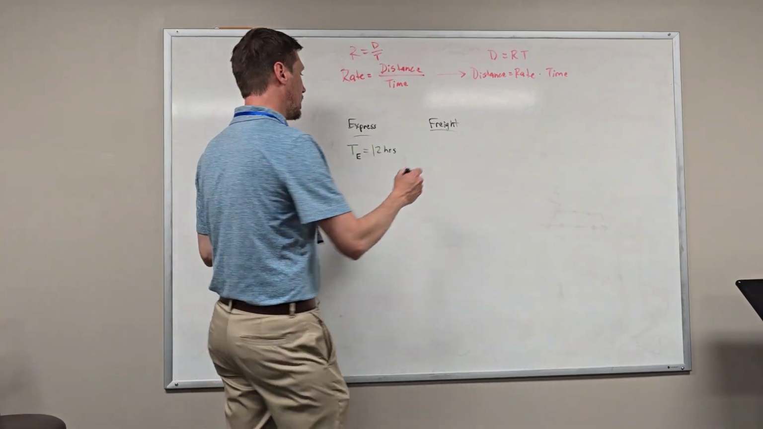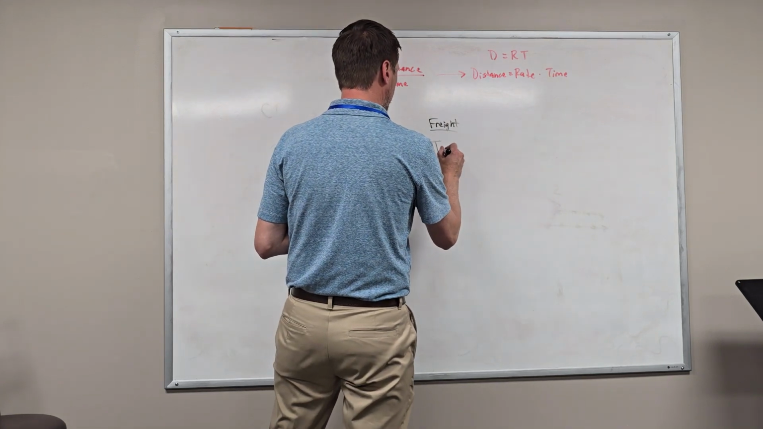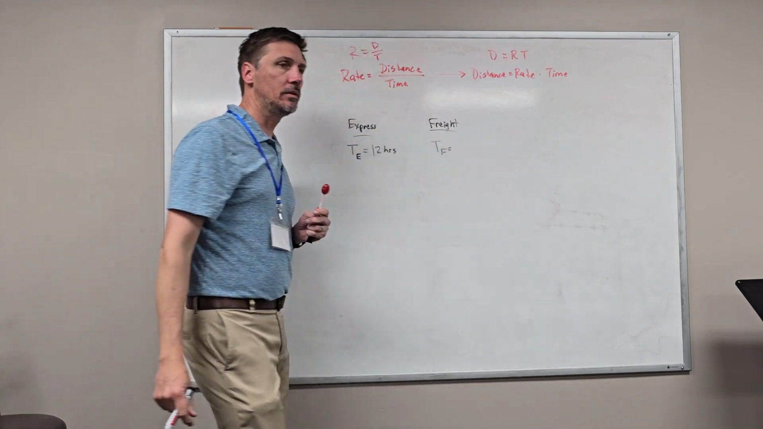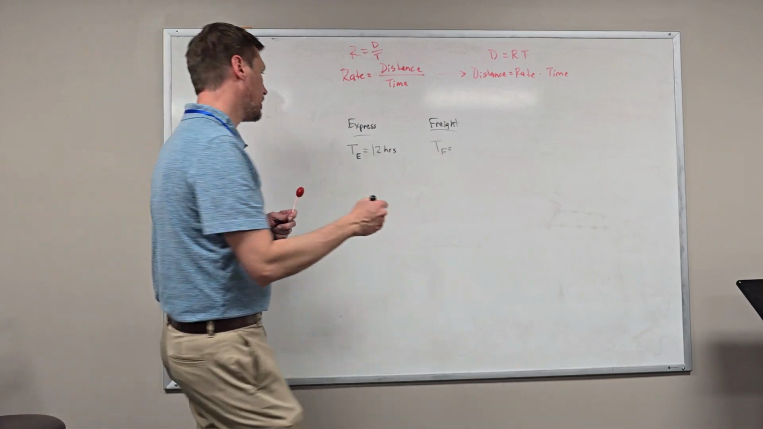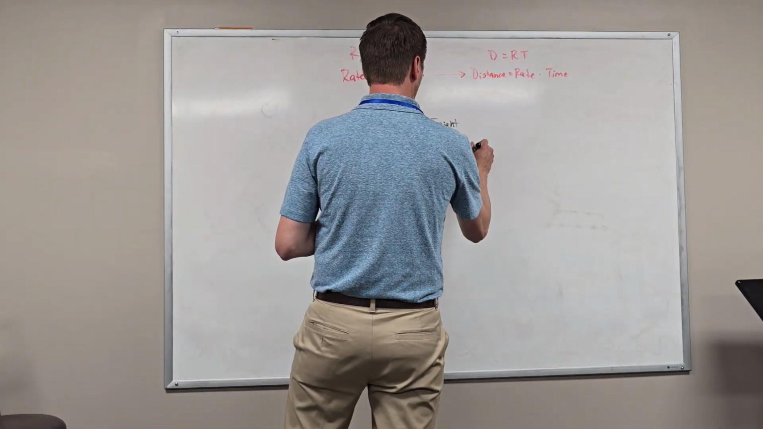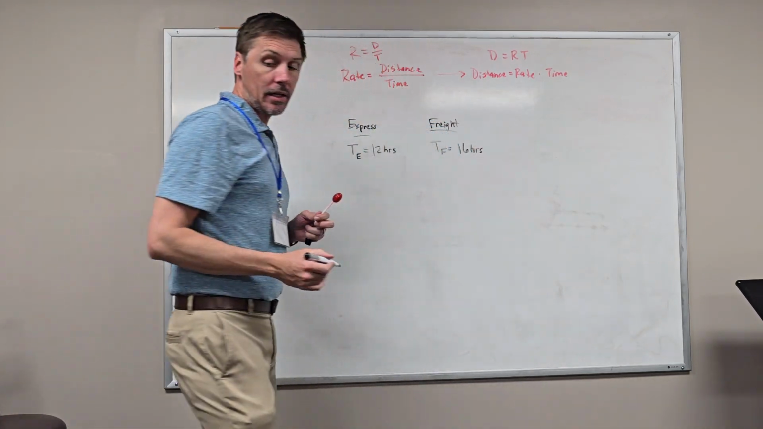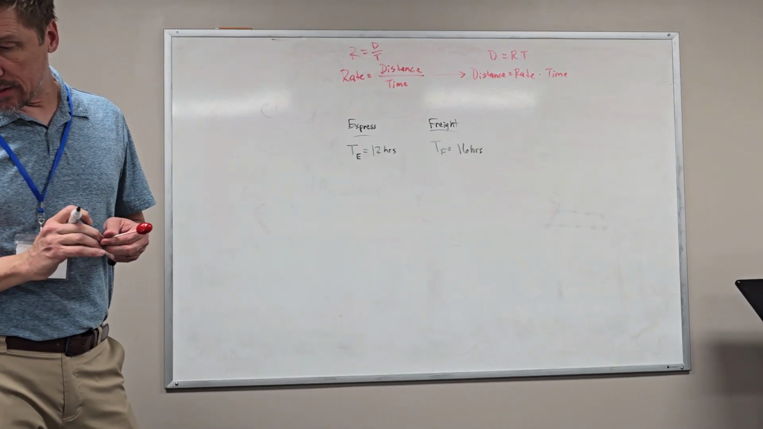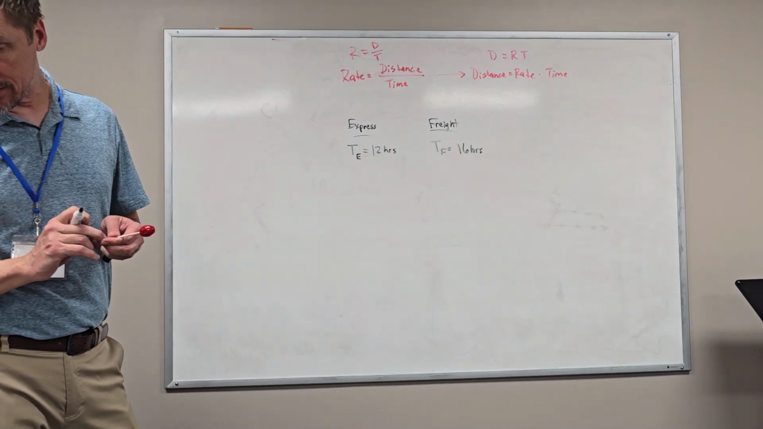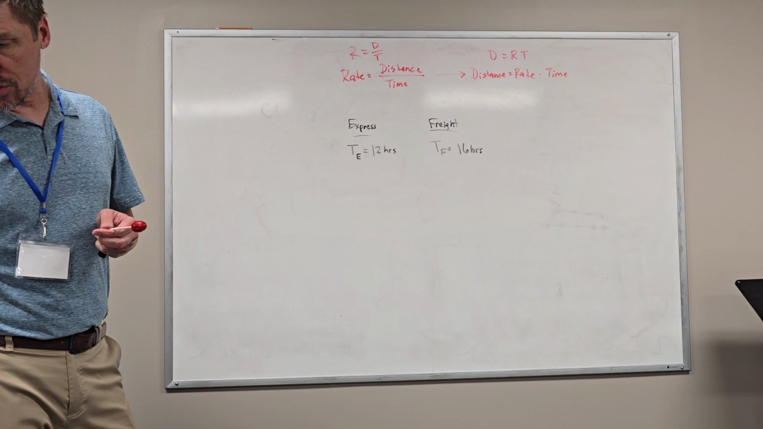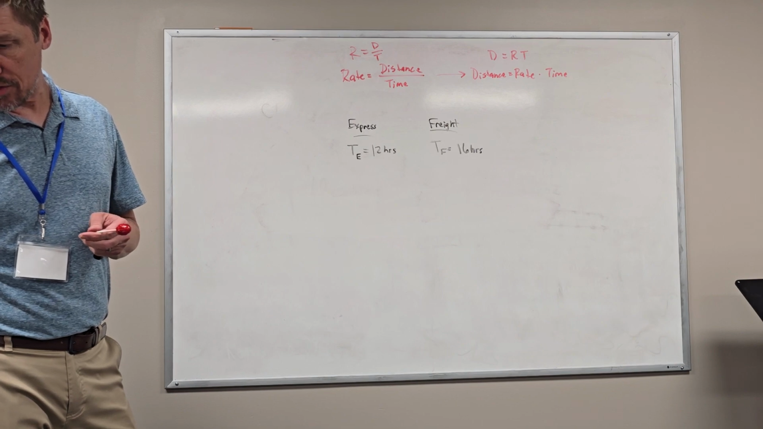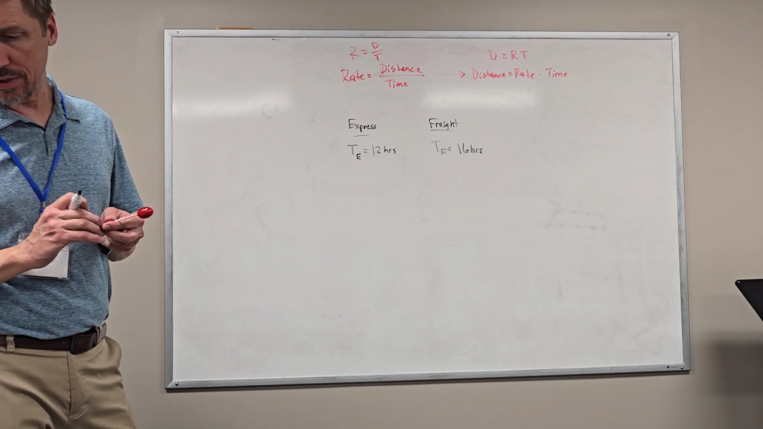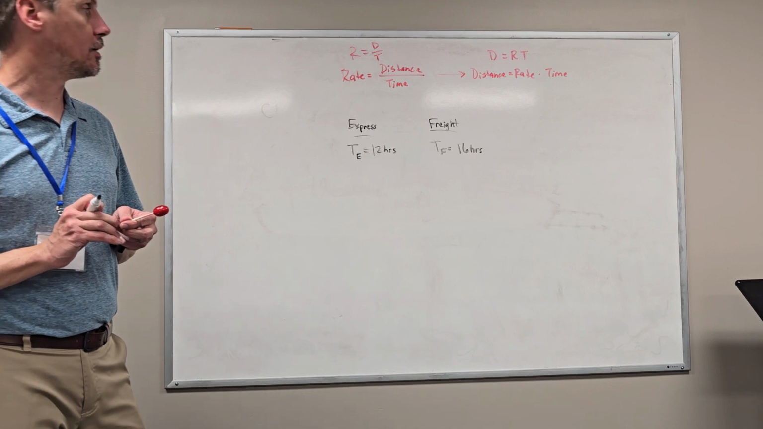Okay. What's the time for the freight train? Are we told? Look at the book. What is it? 16 hours, right? So 12 for the express, 16 hours for the freight train. And the other thing that they tell us is the rate. What's the rate of each train if we know that the rate of the freight train was 15 kilometers per hour less than the rate of the express train?